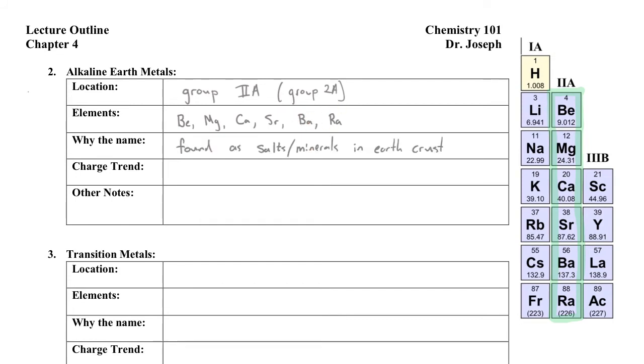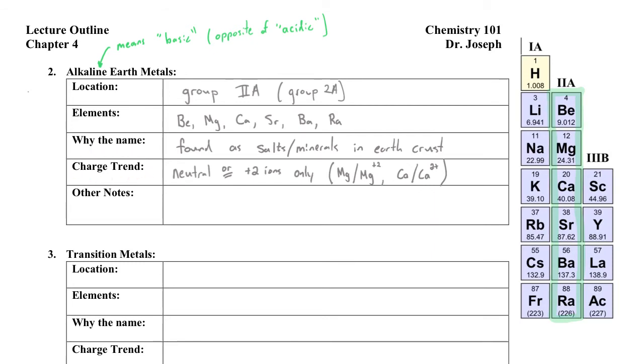The reason why we call this group of elements the alkaline earth metals has to do with the fact that they're found as salts and minerals in the Earth's crust. The word alkaline is a little more subtle, and it has to do with the fact that many of these salts form solutions in water that we would call basic or alkaline. Now, the charge trend of group 2 elements continues the tradition that we saw in group 1.